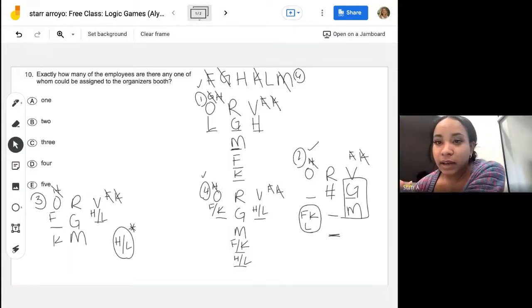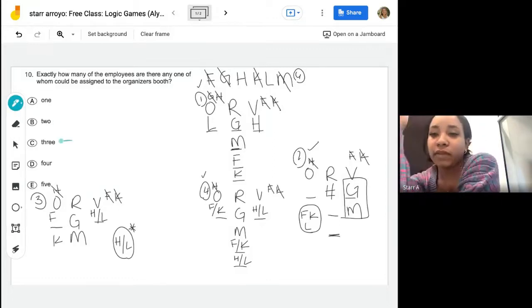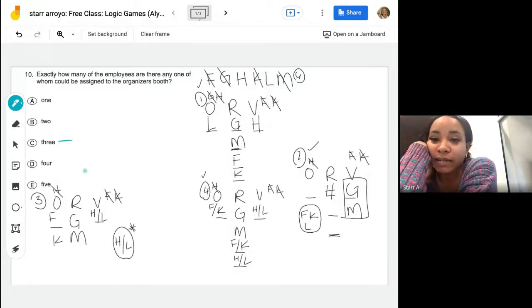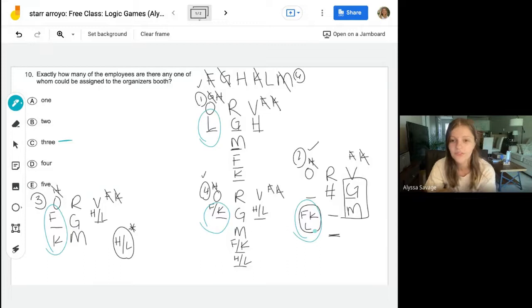I'm going to say C, 3, because I was going based off of all the worlds. I see that F, K, and L are the ones that repeatedly can go into O. They're the only ones that are allowed to go into O. Because again, with this one, our asterisk, H can't go into that O spot, so that eliminates it. But pretty much in all of the worlds, we either have F, K, or L in that spot, or a combination of them. So yeah, 3 of them. That would be our answer choice.